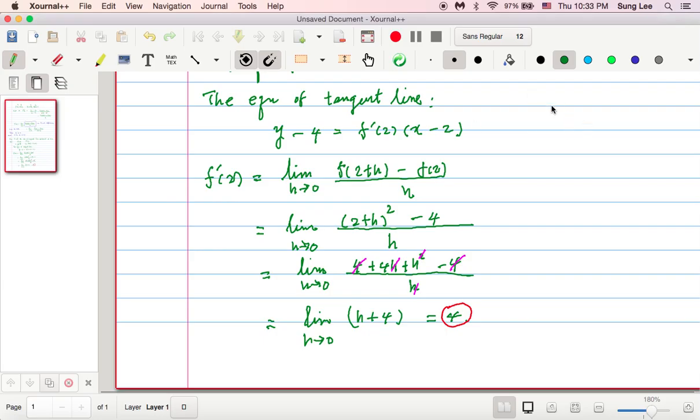So now we are ready to write down the equation of a line. That's going to be y minus 4 equals 4 times x minus 2. So that's the equation. But we don't want to leave it like this. We always want it in the slope-intercept form.